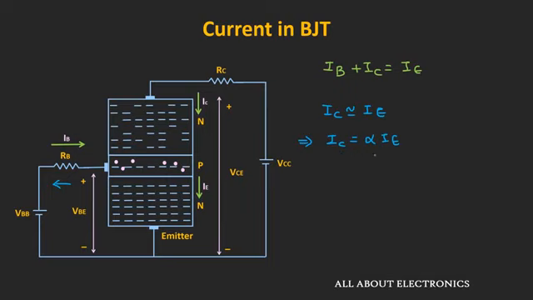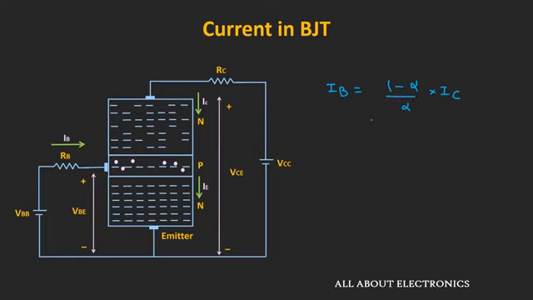Now if we put this value of IC in this expression, then we can say that this base current IB plus alpha times IE is equal to IE. That means the base current IB is equal to 1 minus alpha times emitter current. And once again, if we put the value of IE in terms of the collector current, then we can say that the base current IB is equal to 1 minus alpha times IC divided by alpha. That means the base current IB is equal to (1 minus alpha) divided by alpha times collector current.